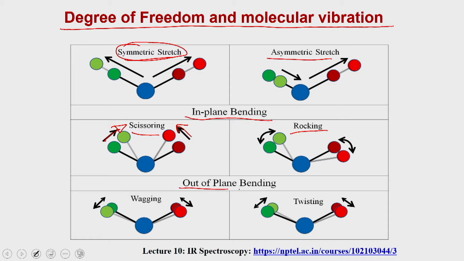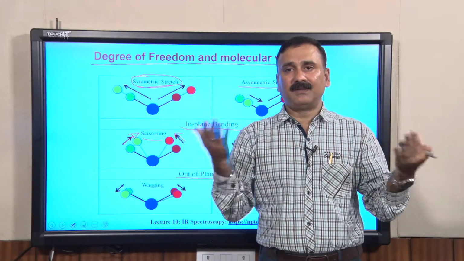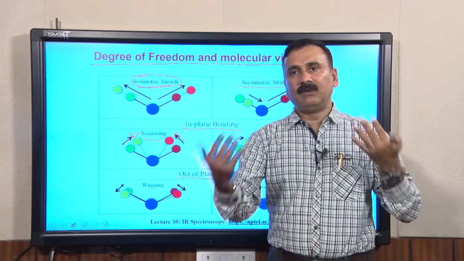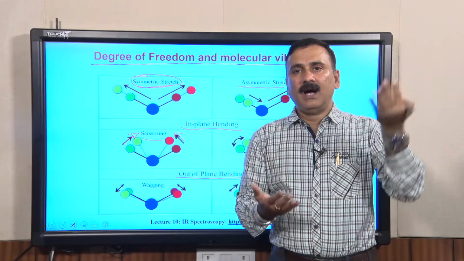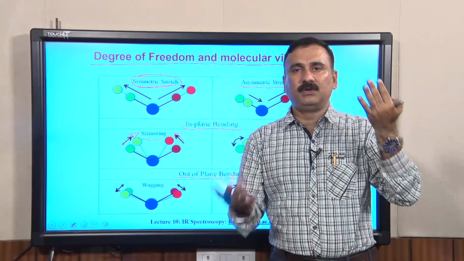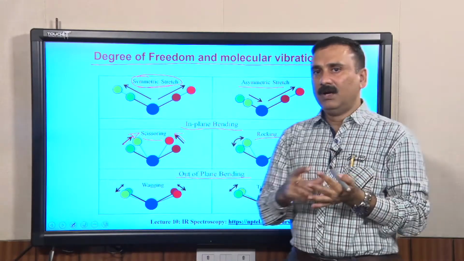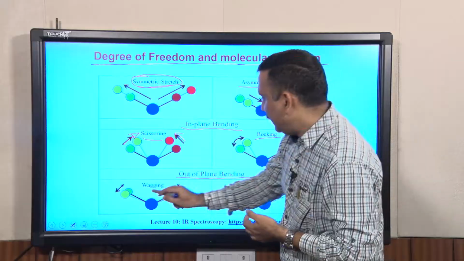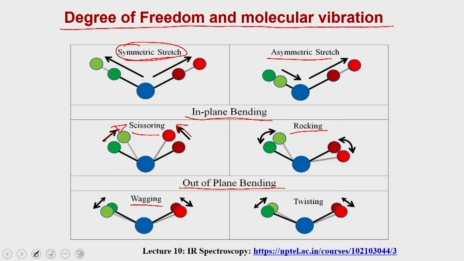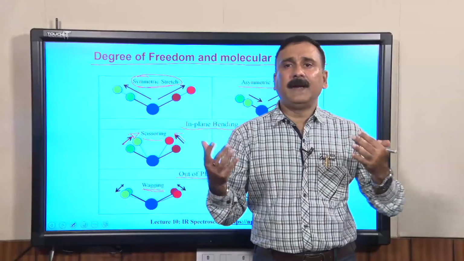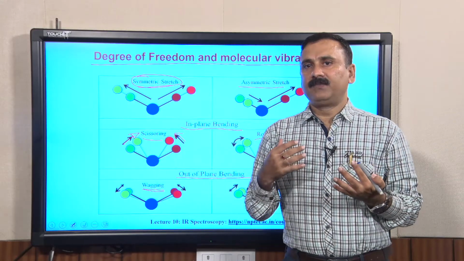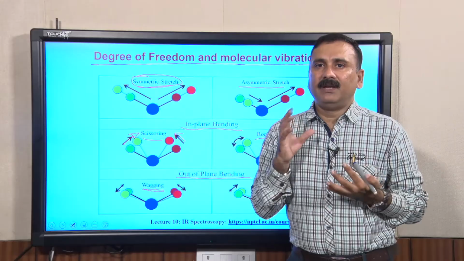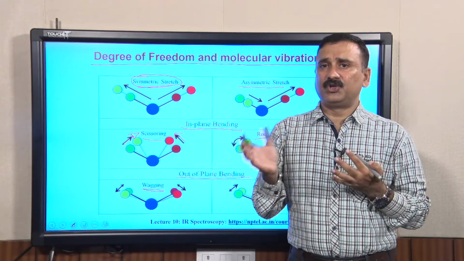Then you can have out-of-plane motion. This is the in-plane motion, which means it is actually happening in the same plane. You can have out-of-plane motion, which means one is in the upward direction and the other one is in the lower direction. In that you have two different types of motions: one is called wagging and the other one is called twisting. Because of these different types of motions, the molecule also has different types of vibrational energies.